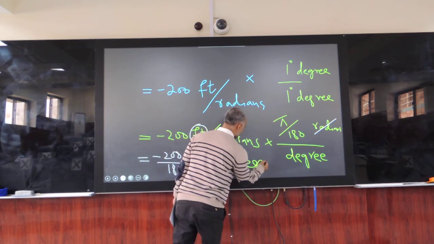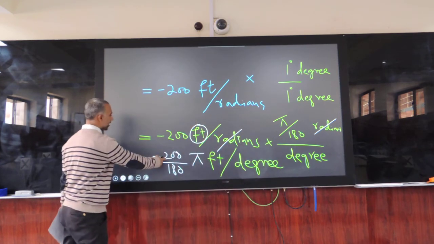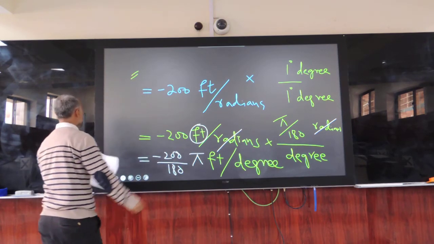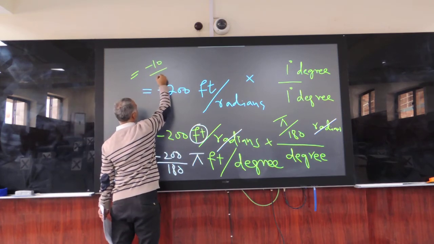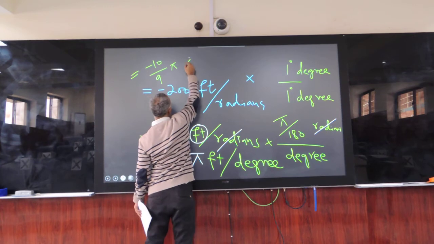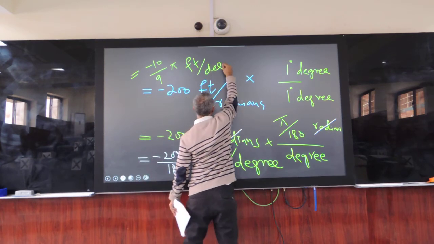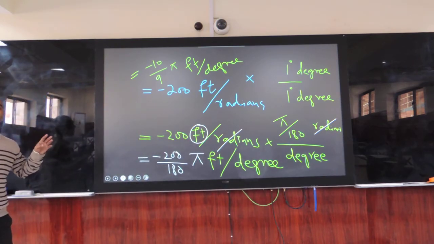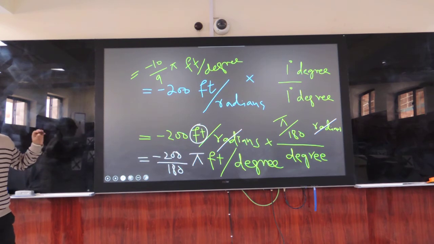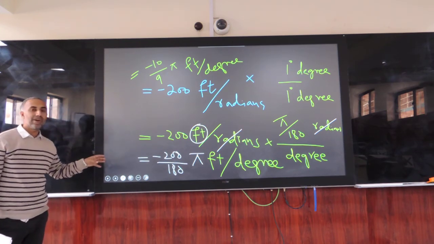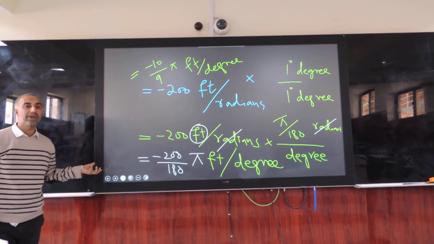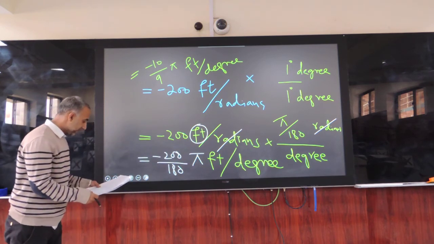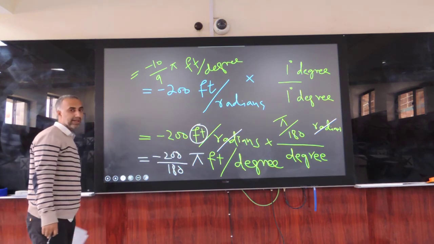On simplification of minus 200 over 180, you will get a very simple answer: minus 10 over 9 pi feet per degree. So the concept in all this explanation is how you can transform one unit into another unit with the concept of identity value, the multiplicative identity. One is the multiplicative identity, and then you can get your desired or required value. So it is our value according to the given statement. Thank you.